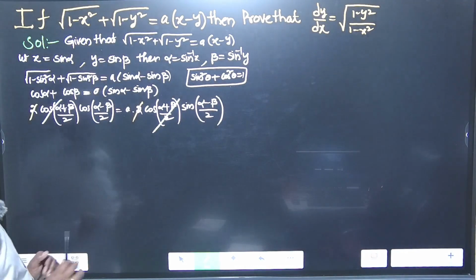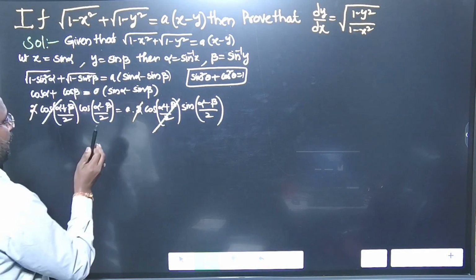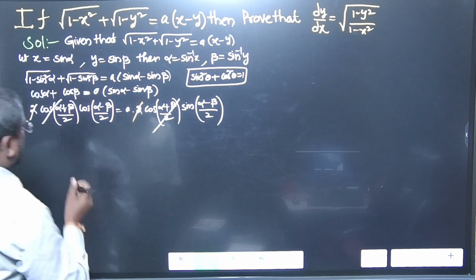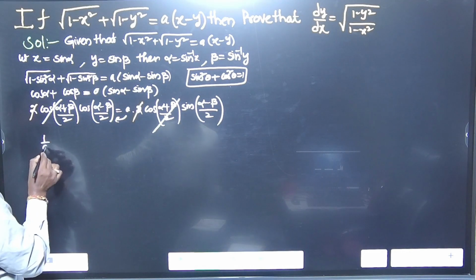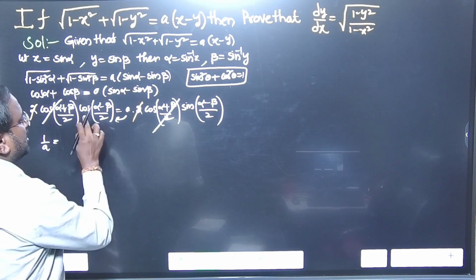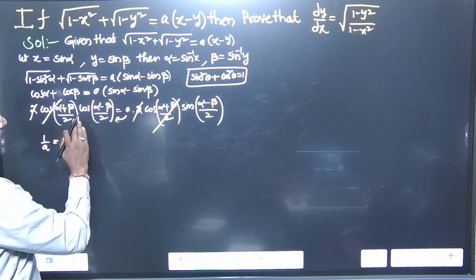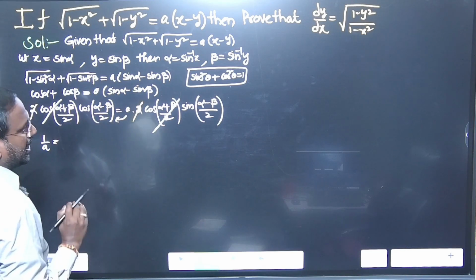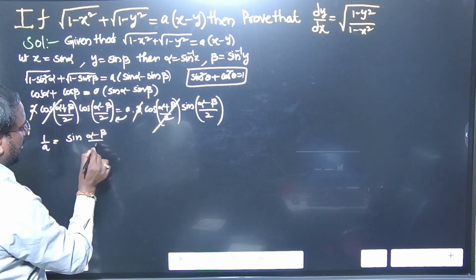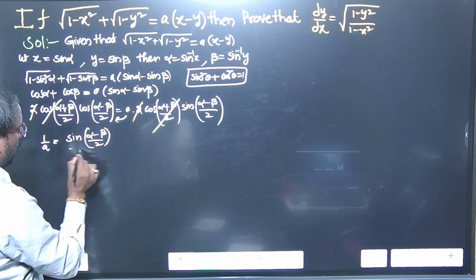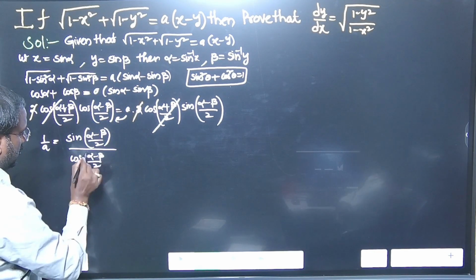Now separate the two terms: trigonometric functions on one side and the remaining variable, like A, on the other side. So A takes to the left-hand side, that is 1 by A. The remaining cos function takes to the right-hand side; it is in the numerator place on the left-hand side, so when it takes to the right-hand side it becomes the denominator. That is, students, sin of (alpha minus beta) by 2 whole by cos of (alpha minus beta) by 2.